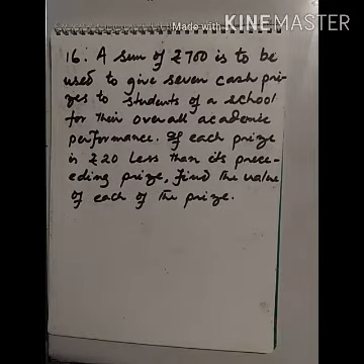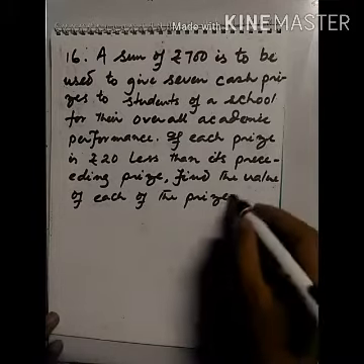Next we have question number 16. I'll read it for you. A sum of rupees 700 is to be used to give 7 cash prizes to students of a school for their overall academic performance. If each prize is rupees 20 less than its preceding prize, find the value of each of the prizes.